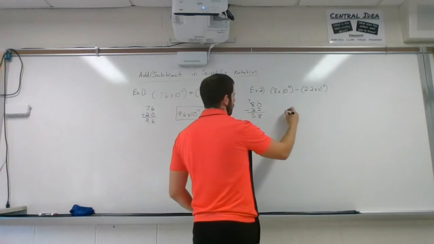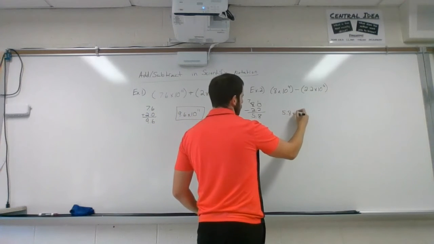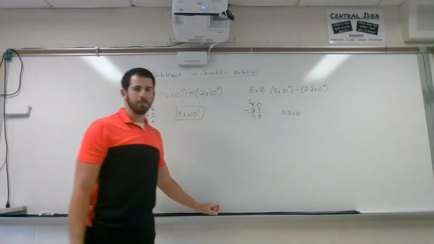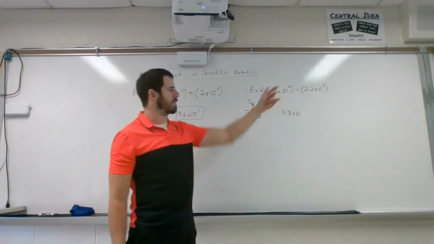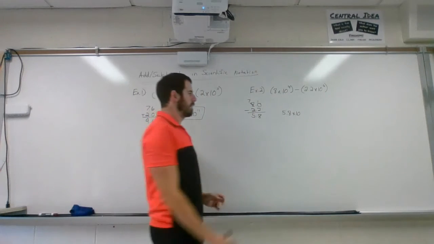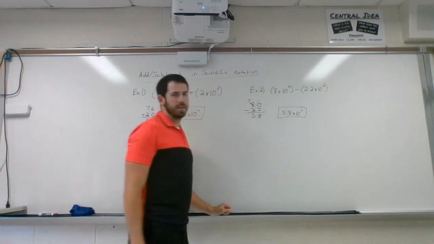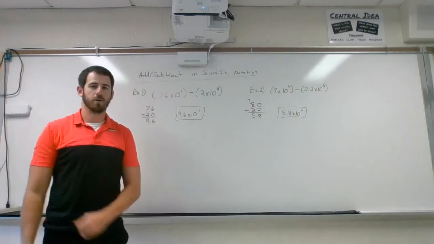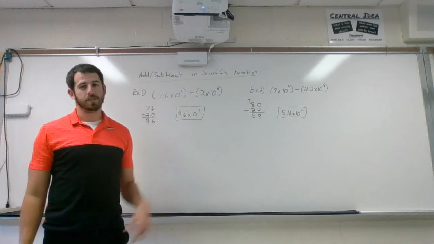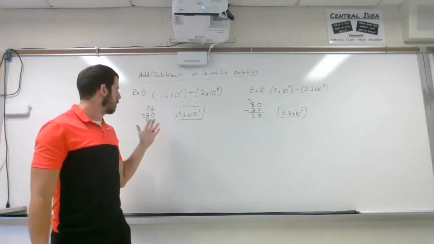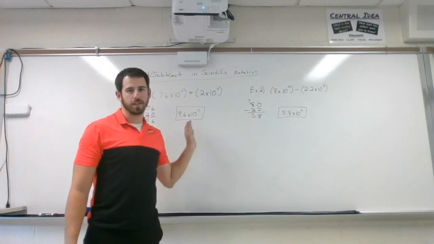So I have 5.8 times 10. And again, we keep the exponent. Even if that exponent was a negative, we'd still be a negative exponent. So I have a 4. And that is my answer. That's all we do for here. The main part is 1, remembering that they need to be the same. And 2, making sure we don't mess up the math with the decimals.